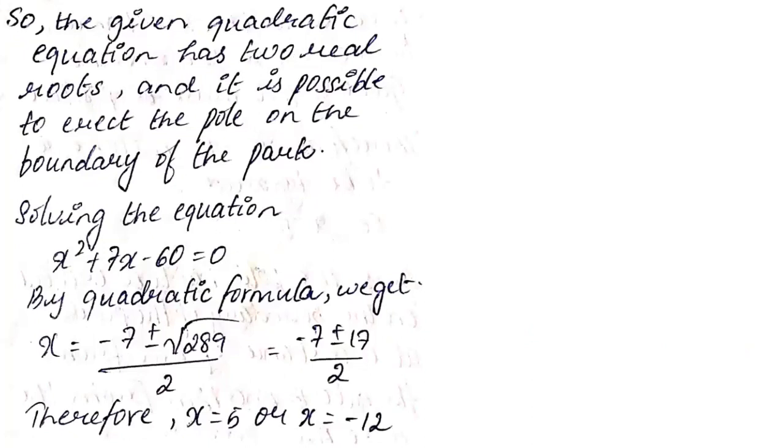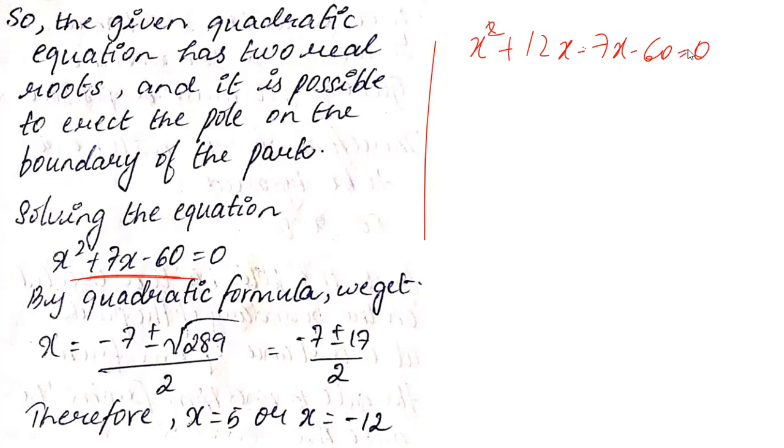Right? Upon solving this equation, I suggest this equation can also be solved by the method of splitting the middle term. So I have space over here. So let me try that splitting the middle term method over here. So x square plus 12x minus 7x minus 60 equals 0.